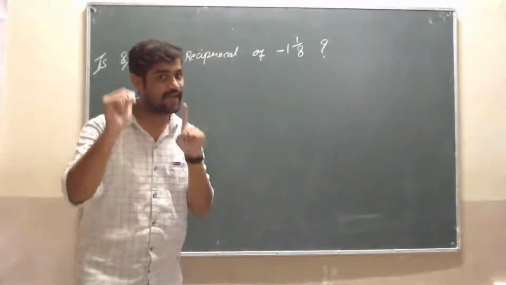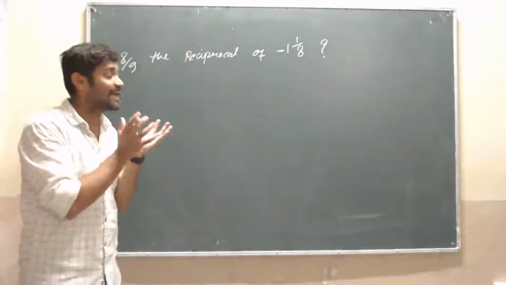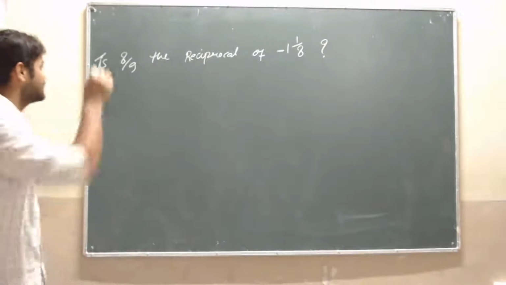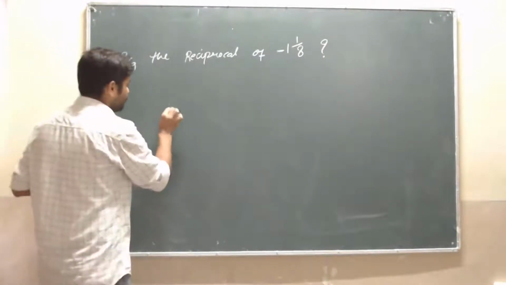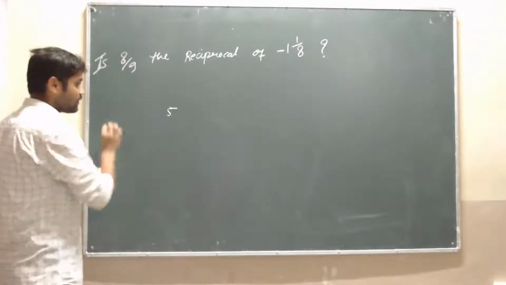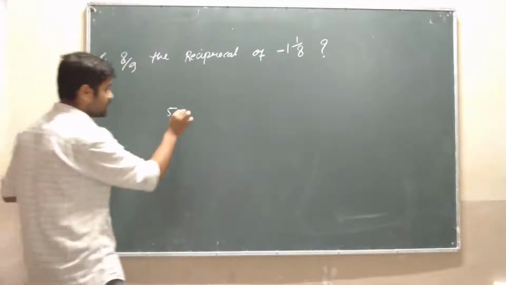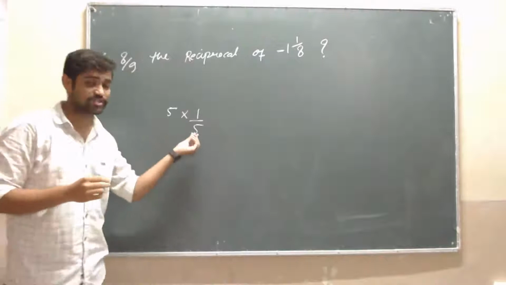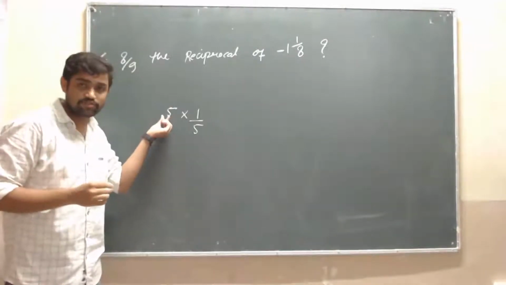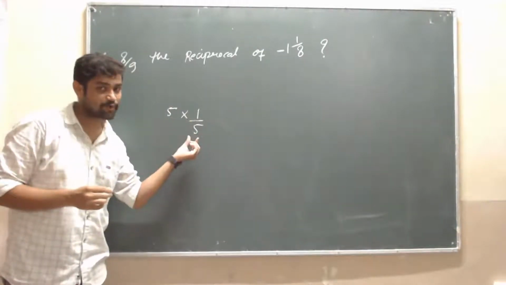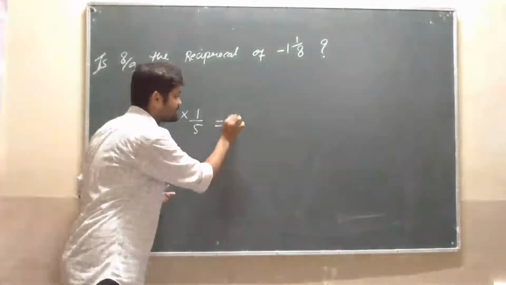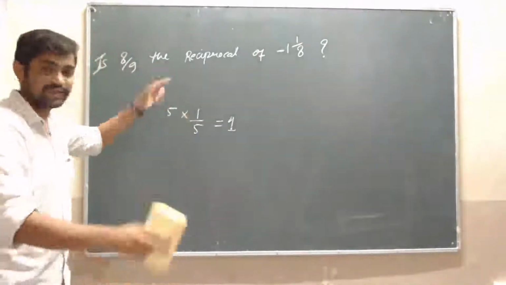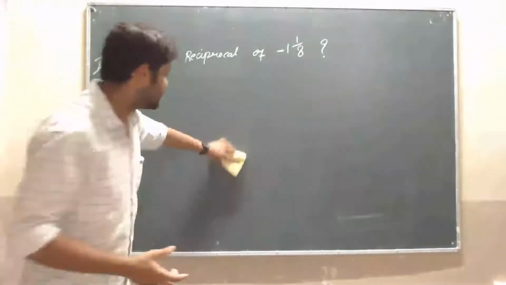To check, we have the identity: multiplying the reciprocal and the quotient, we have to get 1. That is simple. If 5 is the quotient, when we multiply with the reciprocal of this quotient, 5 is the quotient and 1 by 5 is the reciprocal, then we have the identity that 1 will be the answer. Like that, we have to apply this here. How? See here.